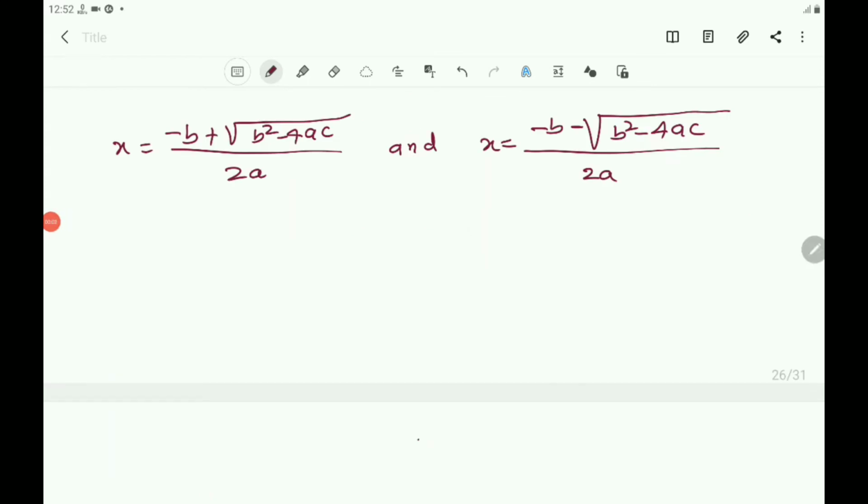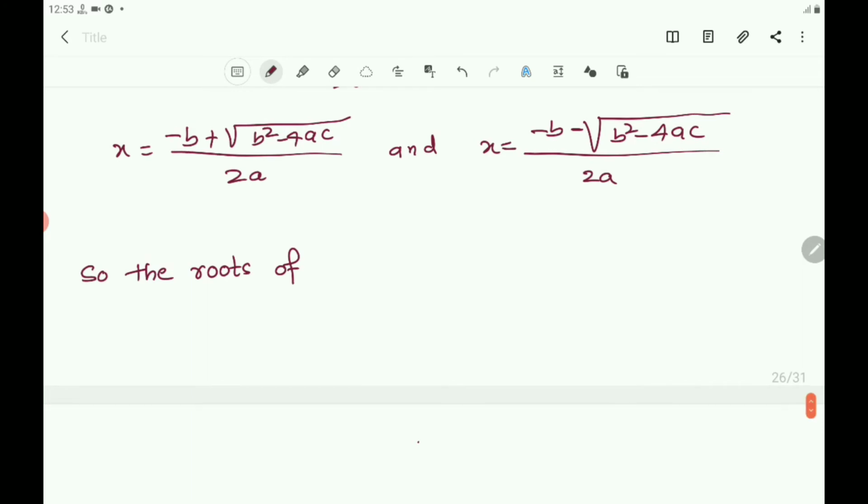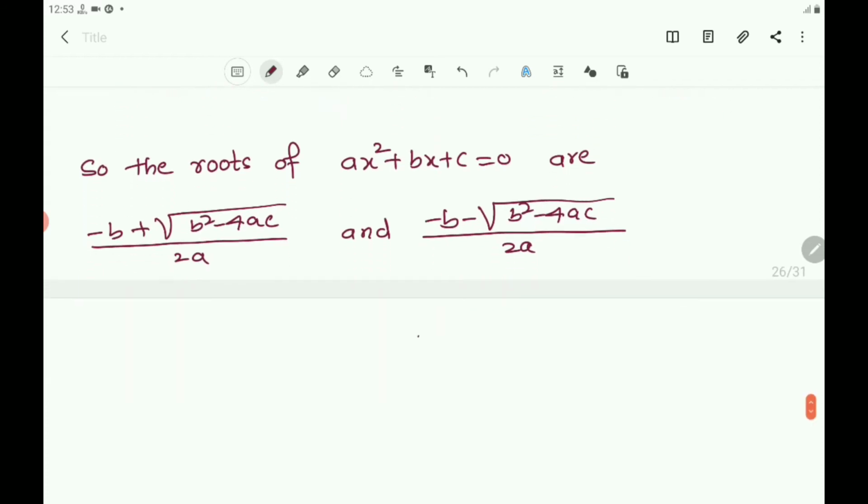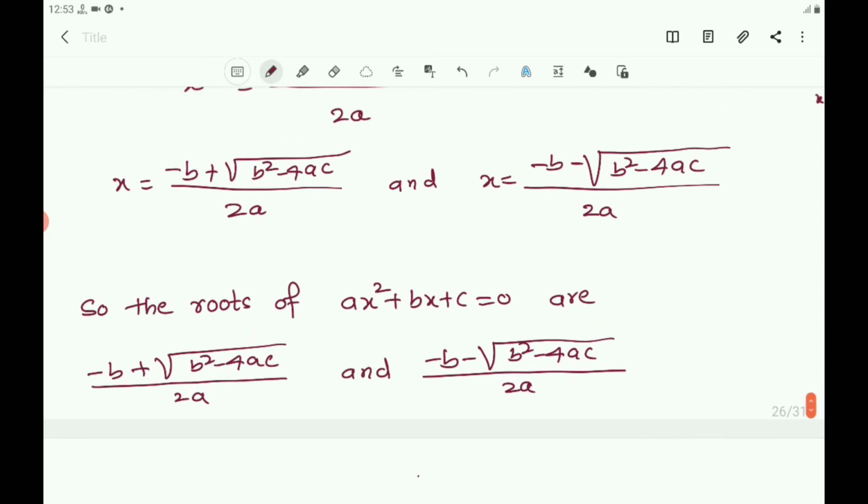So the roots of ax² + bx + c = 0 are (−b + √(b² − 4ac)) / 2a and (−b − √(b² − 4ac)) / 2a. So you see the roots and see the formula.